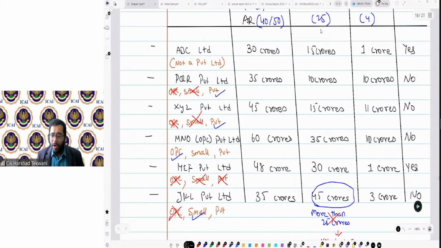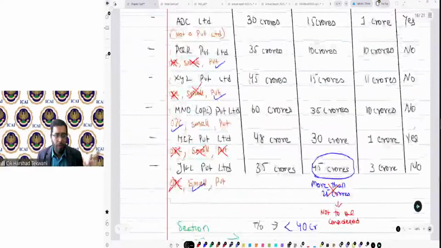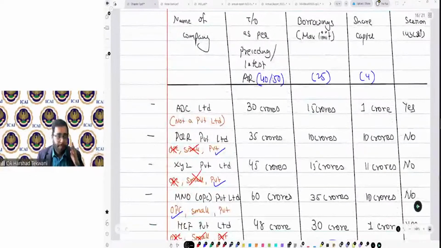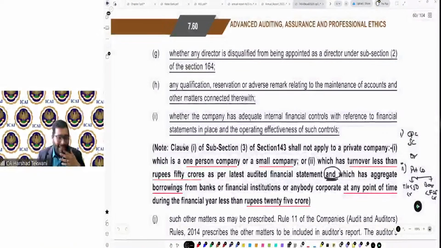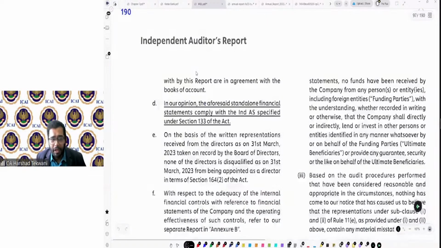So this is how it will work with respect to 143(3)(i). Now the question comes: when this particular section, this subsection, is applicable, how is the report drafted, what are the contents of the report? I'll just quickly show you this report under section 143(3)(i) of the Companies Act.